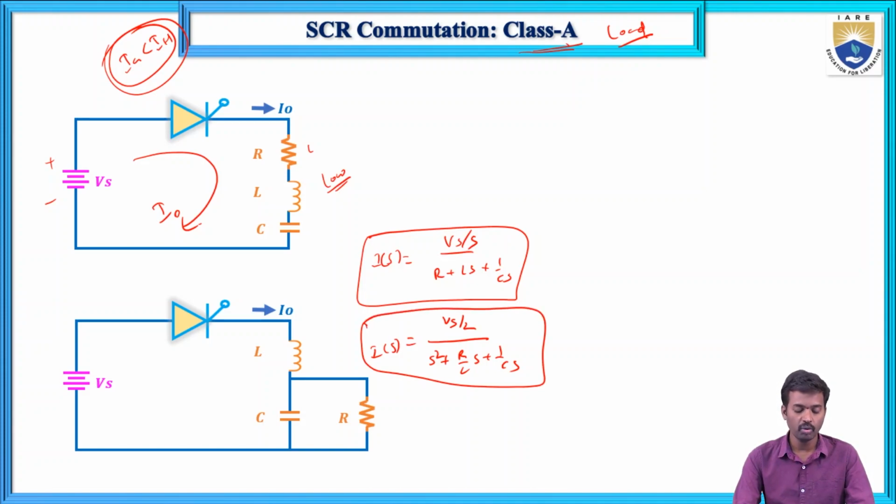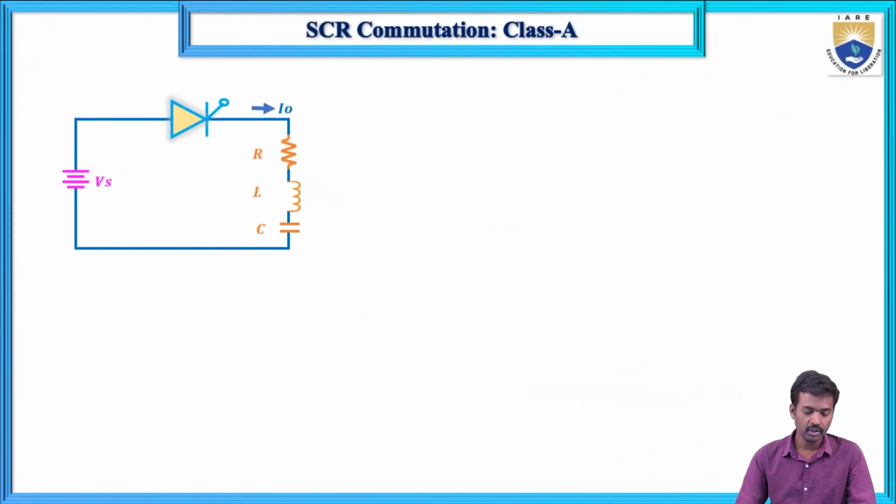How is this current response obtained? This is its characteristic equation: s square plus R by L into s plus 1 by LC equals 0. This is the characteristic equation. Now it is in the form of s square plus 2 zeta omega n s plus omega n square equals 0.